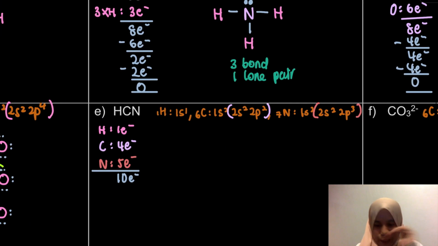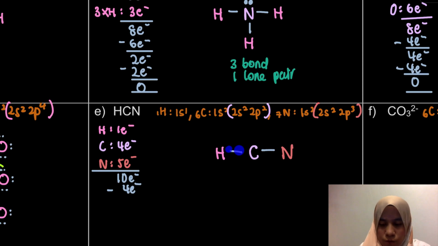Okay, so dekat sini carbon tengah-tengah, hydrogen, lepas tu nitrogen. Okay, so we know that is our center. Next, we're gonna make our single bond. Okay, remember each single bond 2 electron. So, minuskan 4. Sebab 1, 2, 3, 4. So, we have 6.